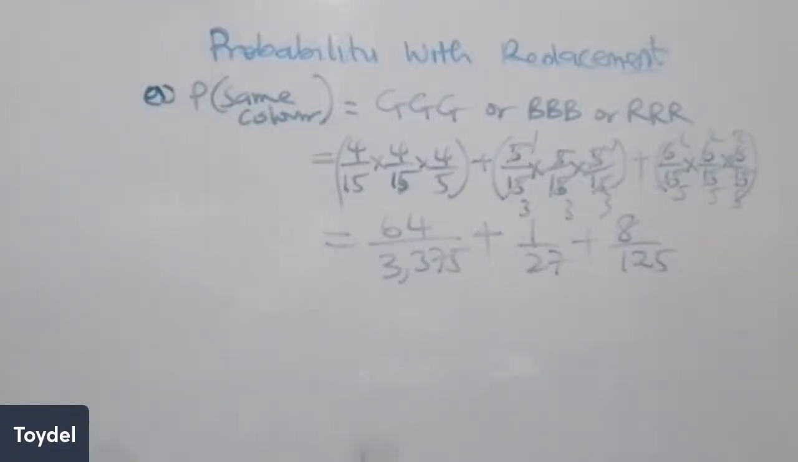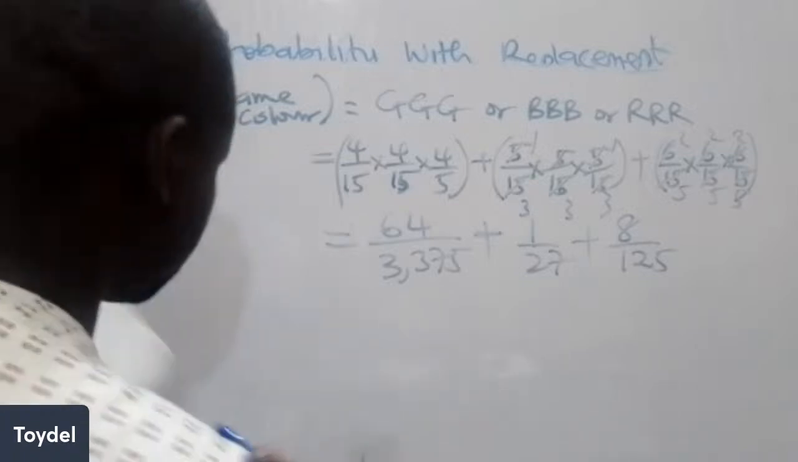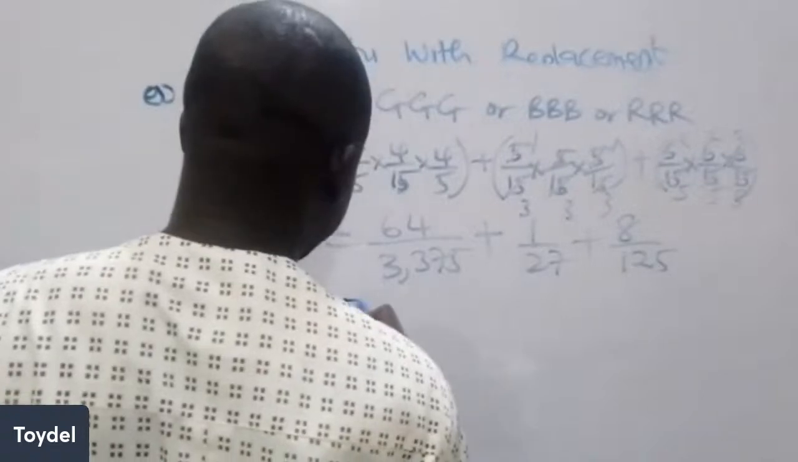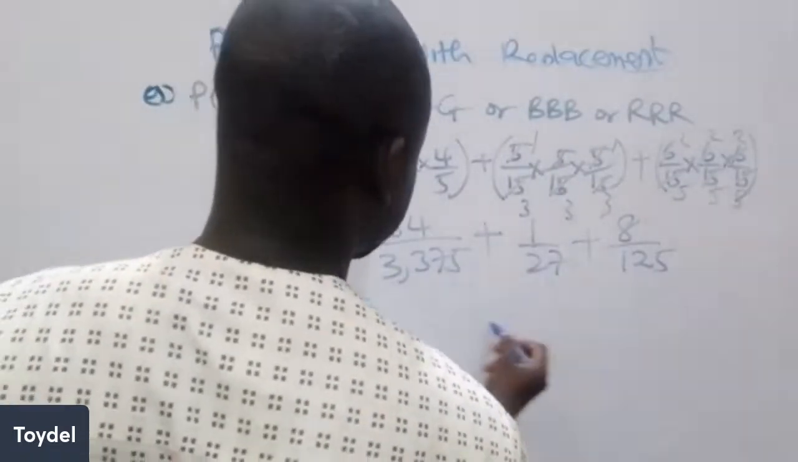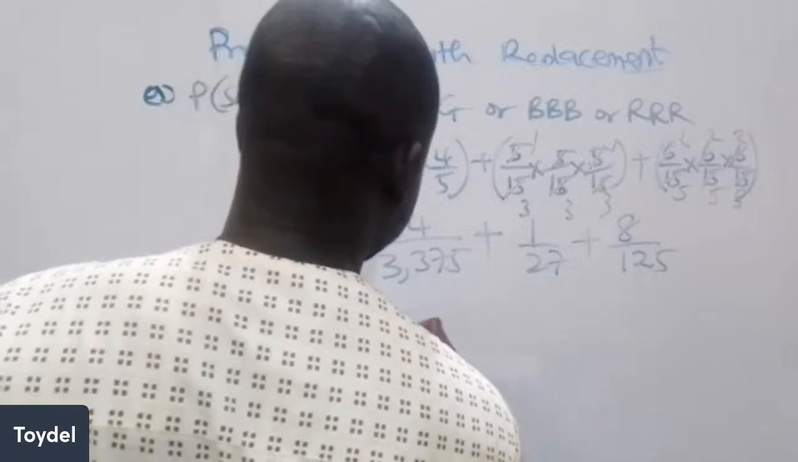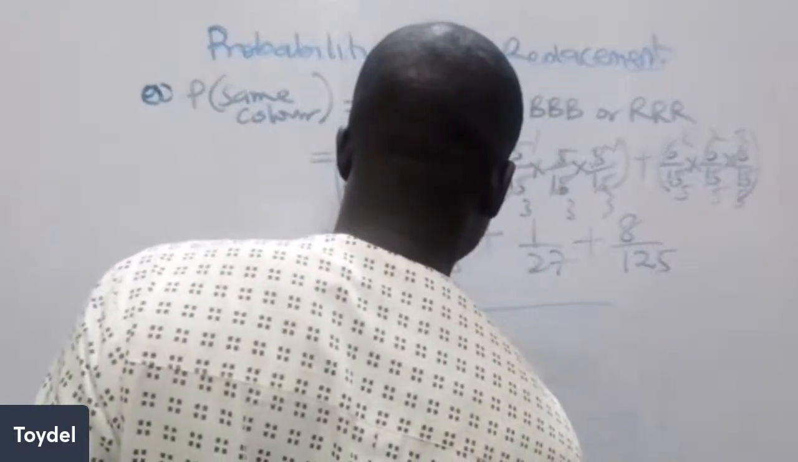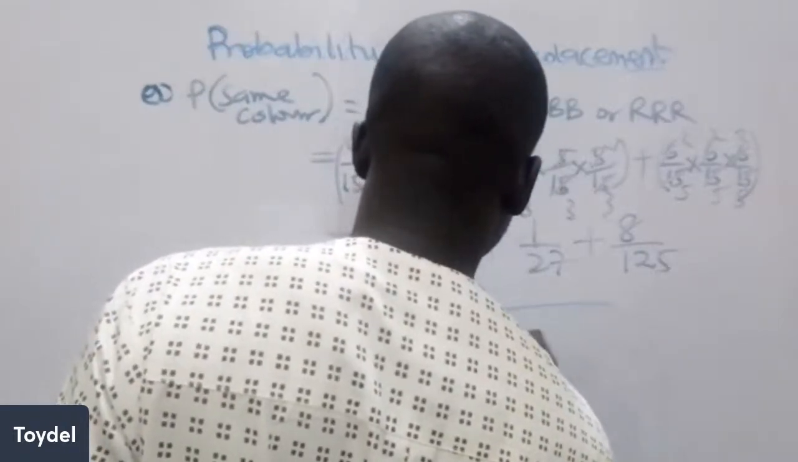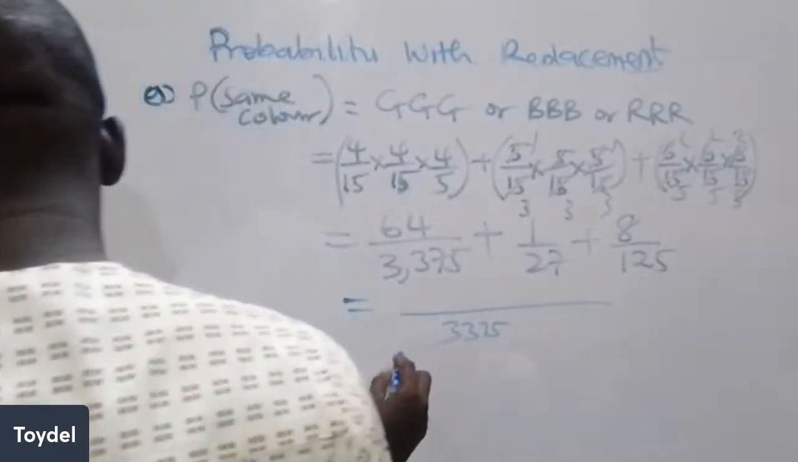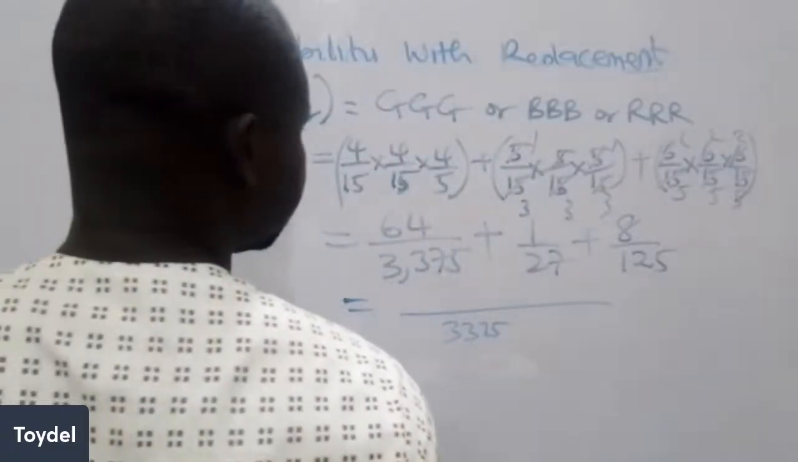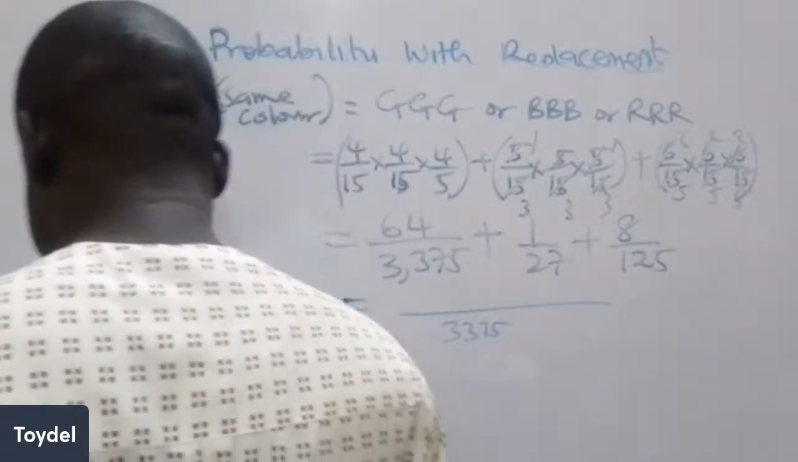So we can actually go ahead and take the LCM. So if we take the LCM, what is the implication? If we take the LCM here, we are going to have this to be 3375. Okay.